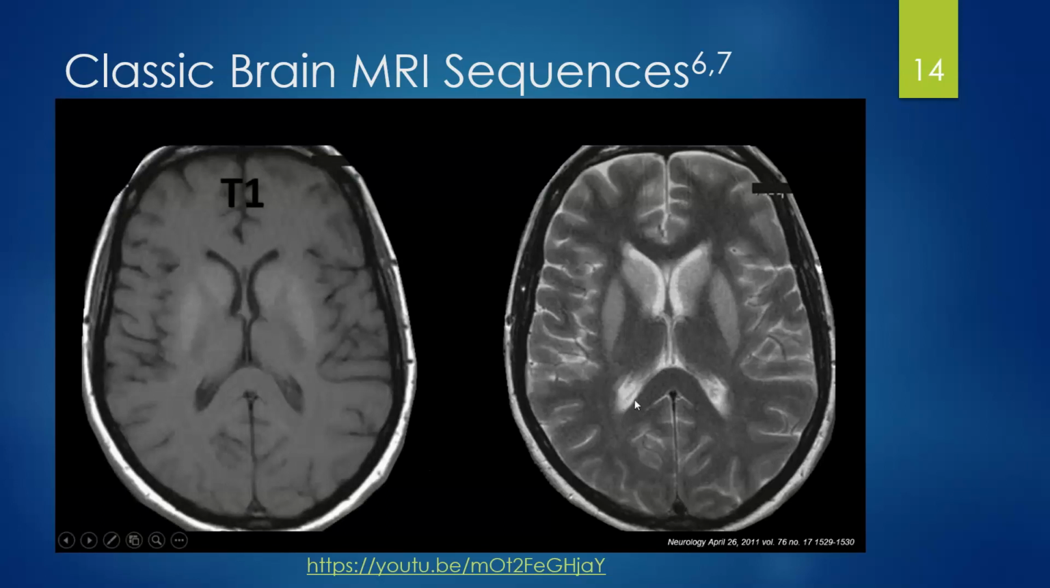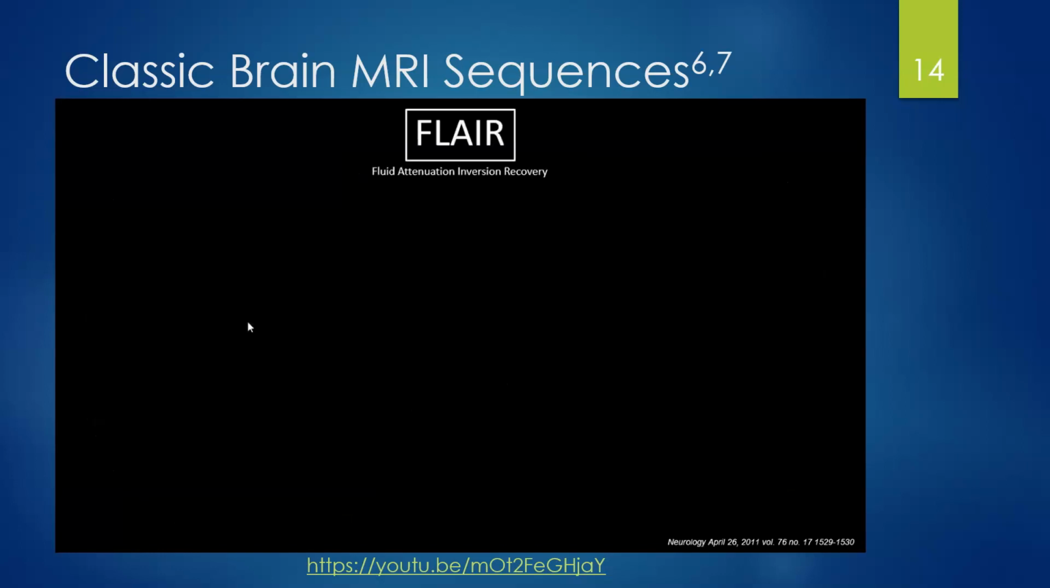Okay, so let's compare these two. We've got T1 here and T2. So fat is bright on T1, fat is dark on T2. CSF is dark on T1, bright on T2. Got it? All right, let's move on to FLAIR, which stands for Fluid Attenuation Inversion Recovery. Sounds confusing, but that'll make sense in a minute.